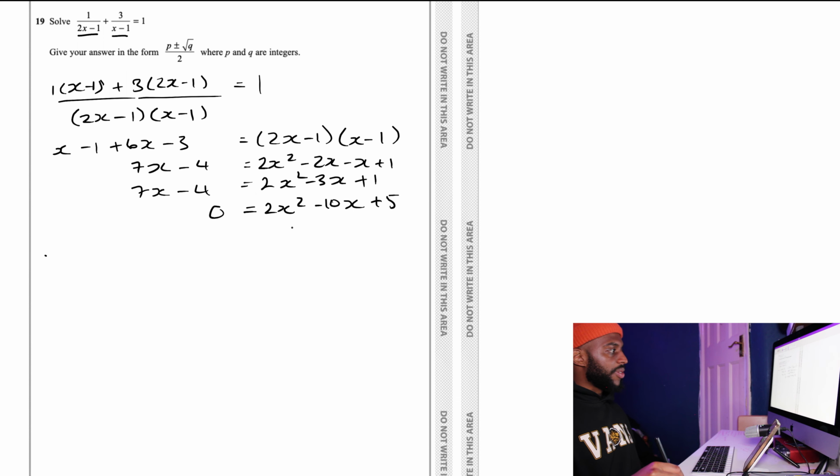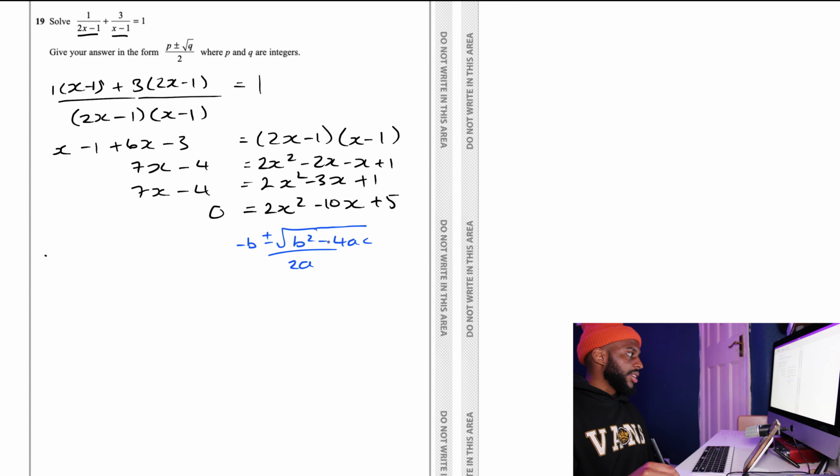Okay, so at this stage we have a quadratic that we need to be able to solve. To solve this, we're going to use the quadratic formula just because of the form that they want it in. So you should know that the quadratic formula is, let me write it over here: minus b plus minus the root of b squared minus 4ac, over 2a. Right, and in this question, our value for a is 2, our value for b is minus 10, and our value for c is 5.